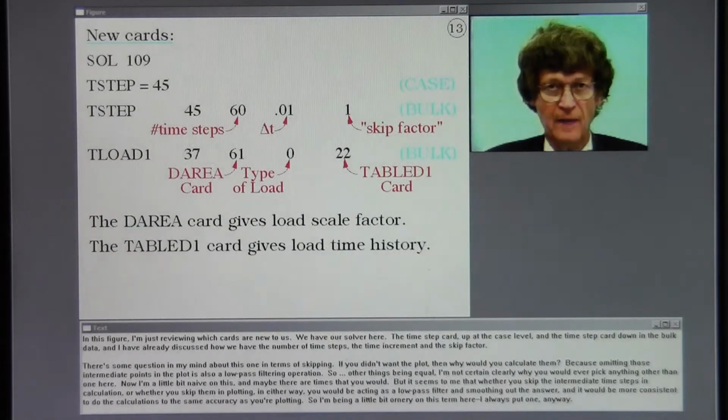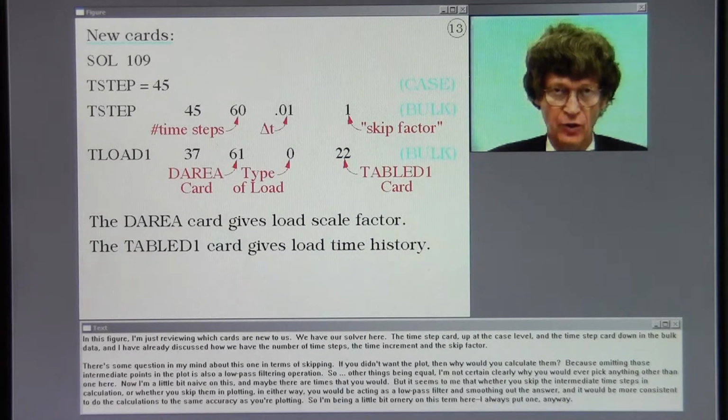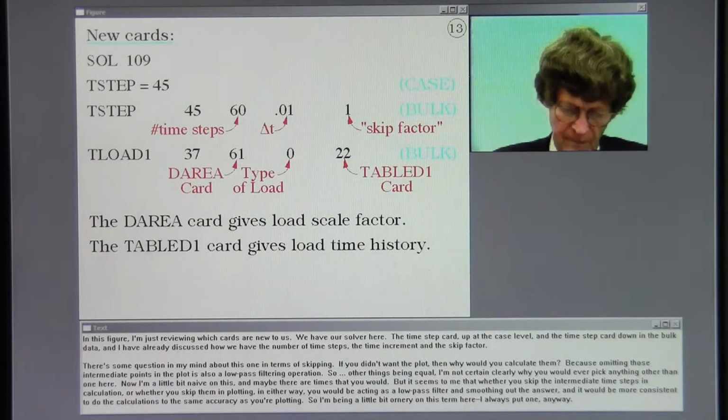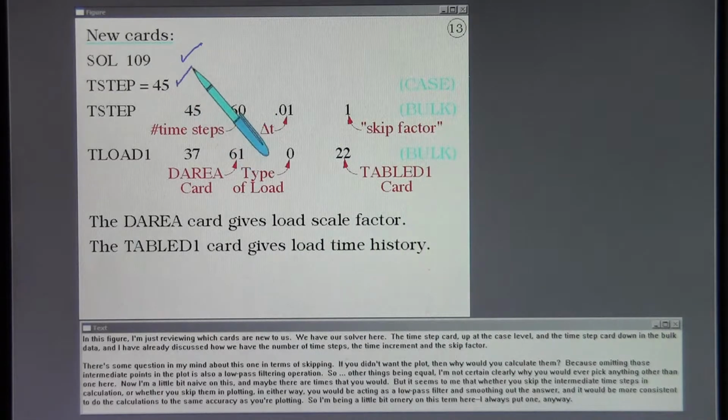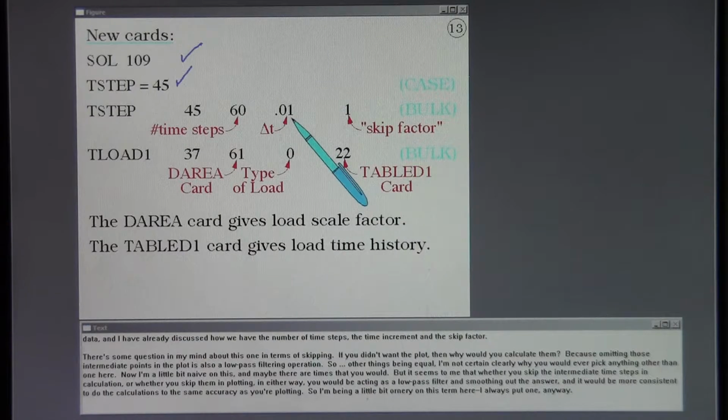In this figure, I'm just reviewing which cards are new to us. We have our solver here, the time step card up at the case level, then the time step card down in the bulk data. And I've already discussed how we had the number of time steps, the time increment, and then the skip factor. There's some question in my mind about this one in terms of skipping.